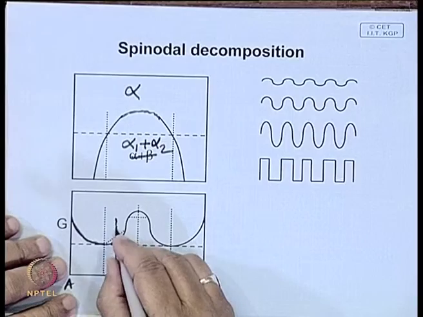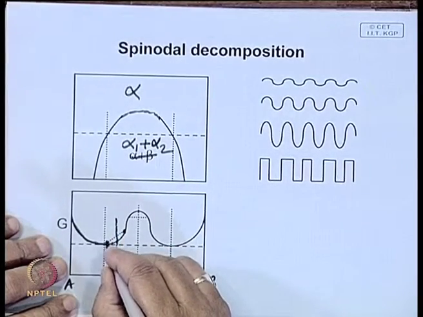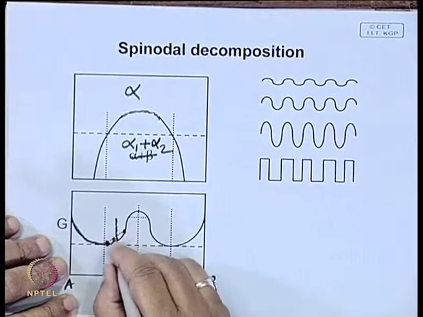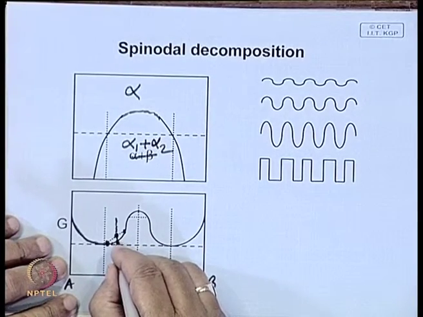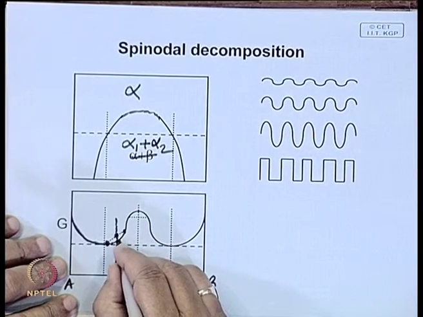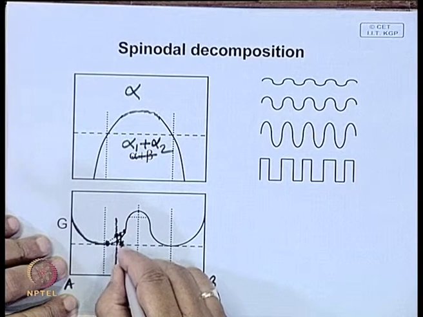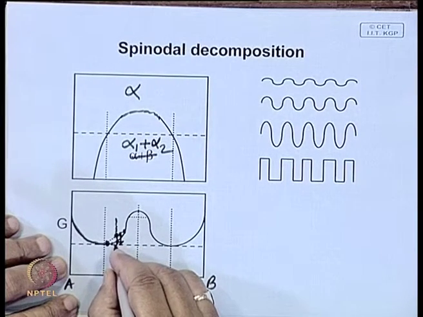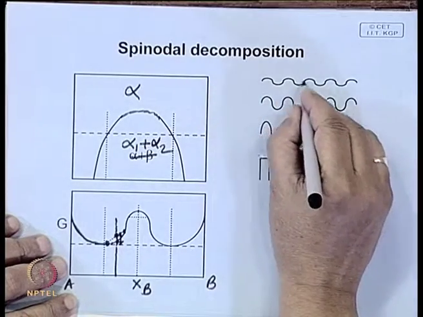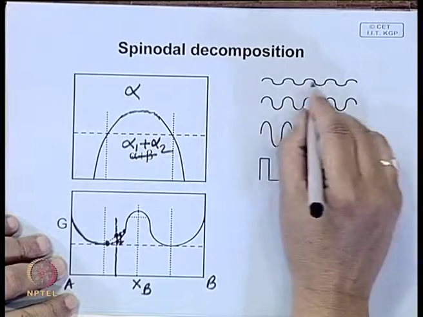So, here if you look, suppose this is a small change in composition, then the mixture will have this free energy, whereas the solid solution has this free energy. So, the solid solution has lower free energy, more stable. So, this type of fluctuation will die, it cannot grow.